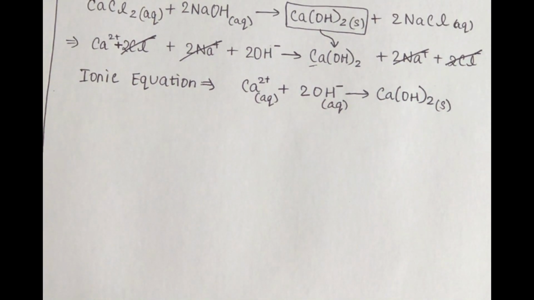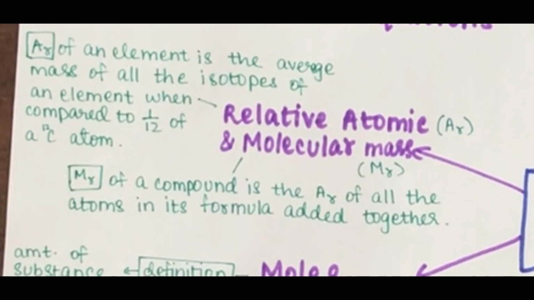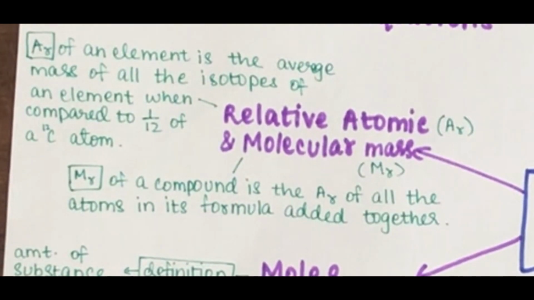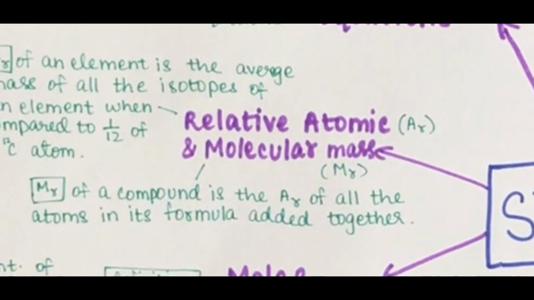Now for some definitions. Relative atomic mass and relative molecular mass. Relative atomic mass is denoted by Ar. It's the Ar of an element and it's the average mass of all the isotopes of an element when compared to 1/12 of a C12 atom. What about molecular mass? Now molecular mass is denoted by Mr, and Mr of a compound is the Ar of all the atoms in its formula added together.